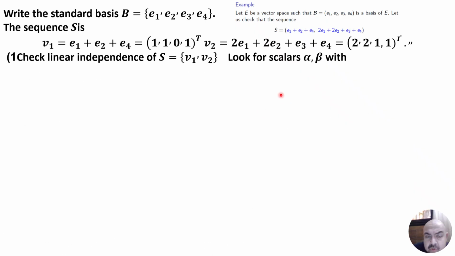Here is another example. Let E be a vector space such that beta consists of E1, E2, E3, E4, and they are the basis of E. Let's check the sequence.